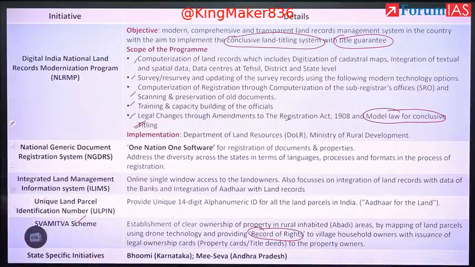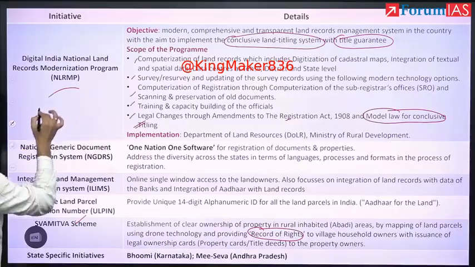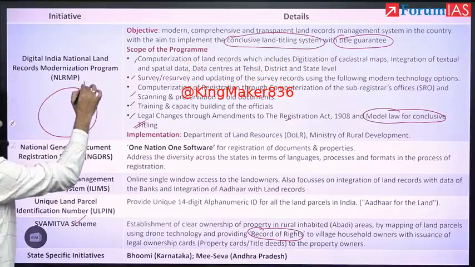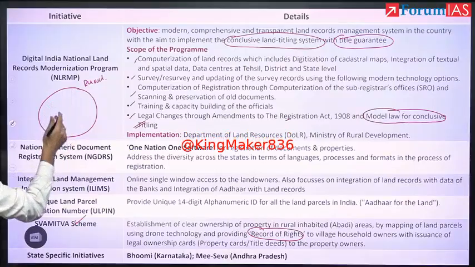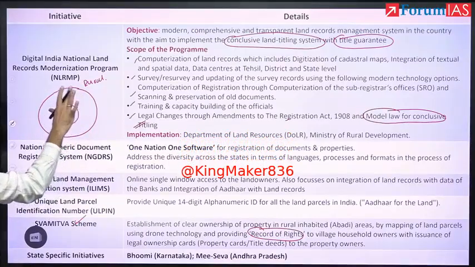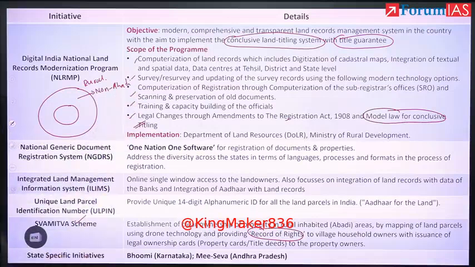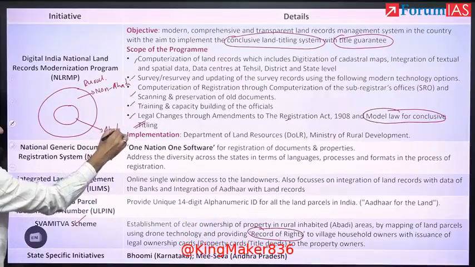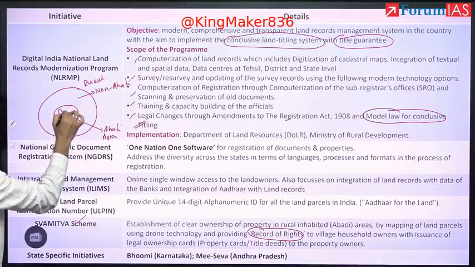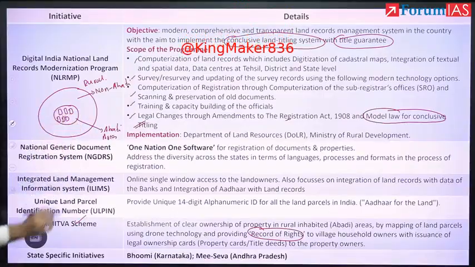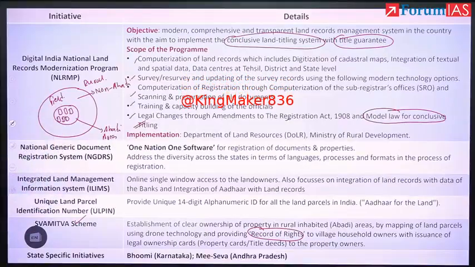Swamitva scheme. Okay, I'll just explain to you if you have heard about this. Okay, this is a little confusing. Pay attention. Let's say this is a rural area. In rural areas, this rural area can be divided into two parts broadly. One is non-Abadi areas, and the other one is the Abadi areas. Abadi areas, as the name suggests, this is where people have their houses. Non-Abadi areas are those places where people have what? Agricultural fields.